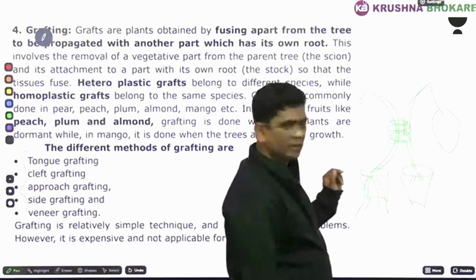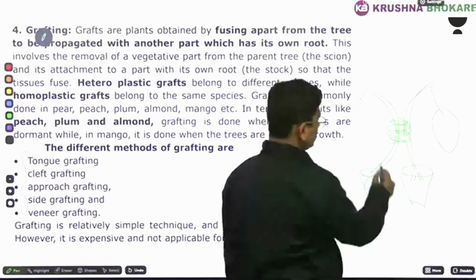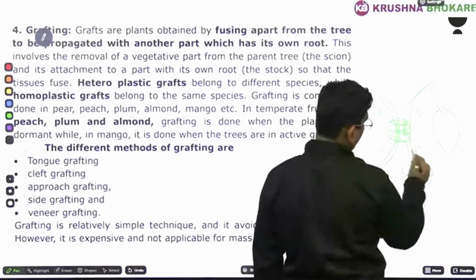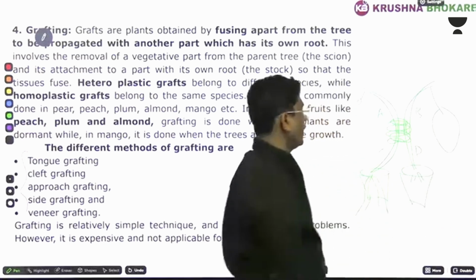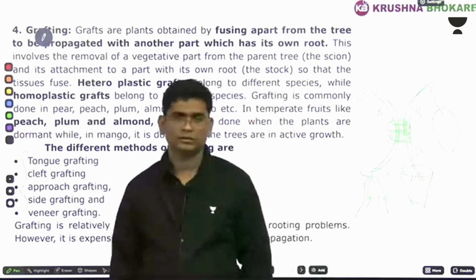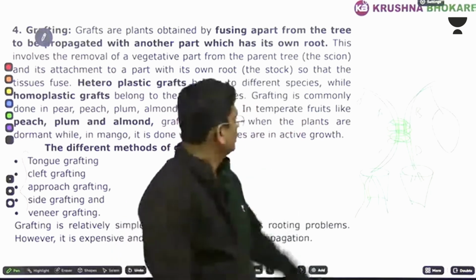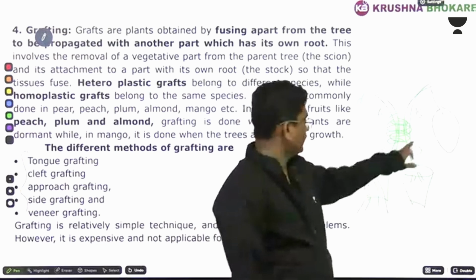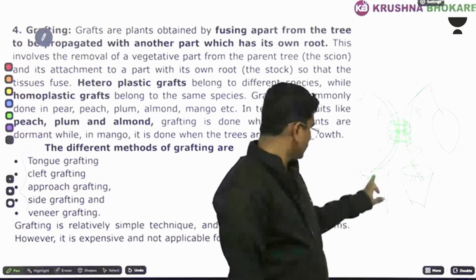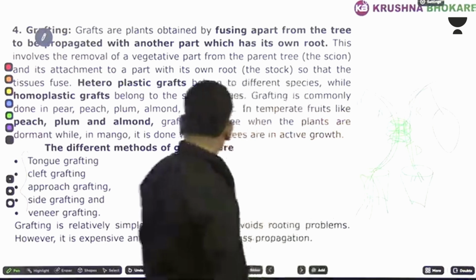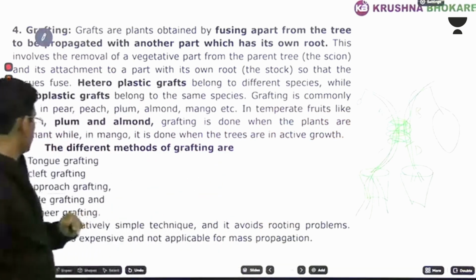What will happen after 6 months? Okay, let's say this is part A, this is part B, C and D. I have to give 2 cuts. So at which point will I give the cut? Here I will give a cut at A, then another cut at D. So there will be a strong root system with good mango. This is called approach grafting.